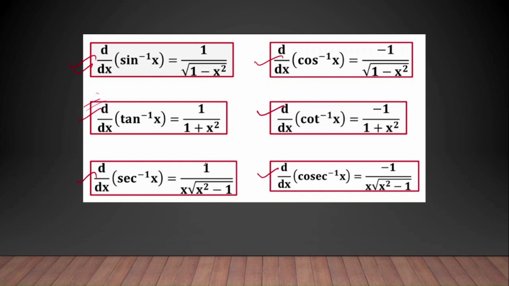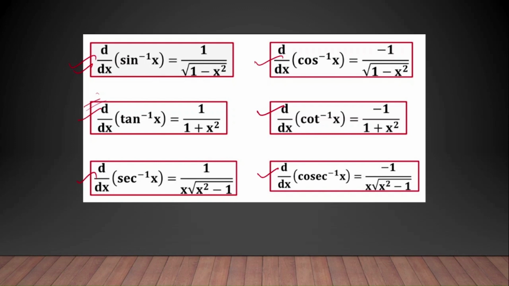d/dx of sec inverse x is 1 by x into root under x square minus 1. And d/dx of cosec inverse x is minus 1 by x into root under x square minus 1. Okay, let's go for the next part. Hope you understand this part, and try to remember and memorize these terms in the exam hall, so that your calculation speed and the accuracy of the questions will be greater.